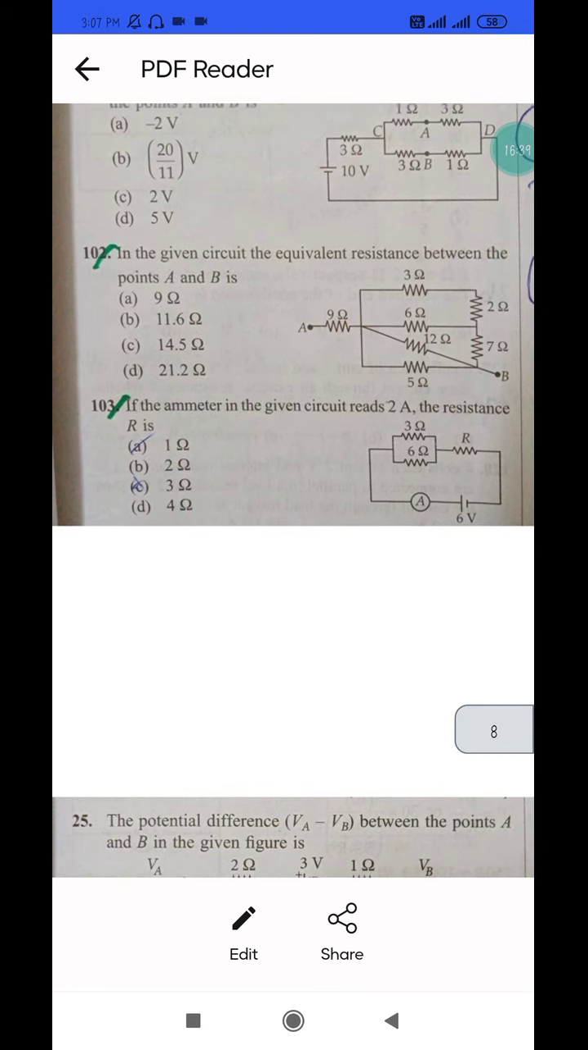The question says you have to find out the equivalent resistance between the points A and B. Again we have to look for the series and parallel connections. As you can see, this 3 and 2 are in series, so the total will be 5, and that will be parallel with the 6 ohm, and the total will be 30 by 11, and that will be in series with the 7, and all together will be parallel.